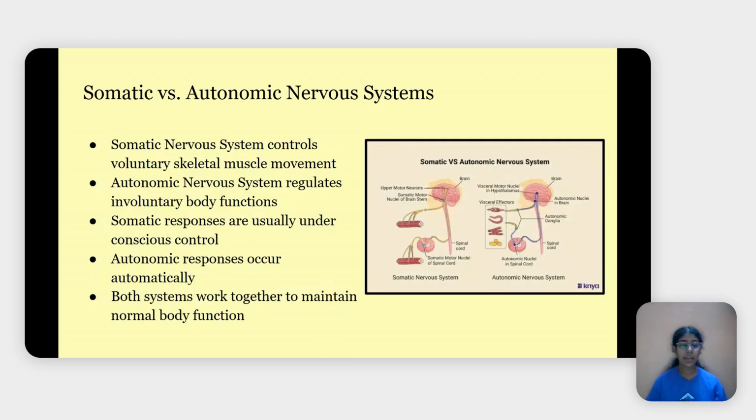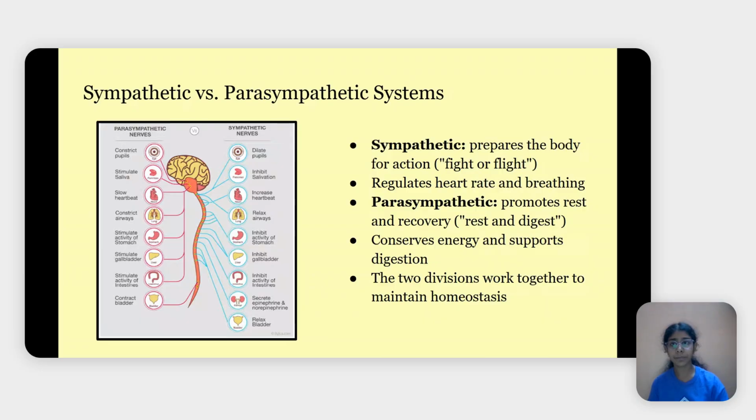Now, the efferent system is divided into the somatic nervous system and the autonomic nervous system. The somatic nervous system controls voluntary skeletal movement, and the autonomic nervous system regulates involuntary movement. So somatic responses tend to be under conscious control, whereas autonomic responses occur, as the word suggests, automatically. However, both systems work together to maintain functional body activity.